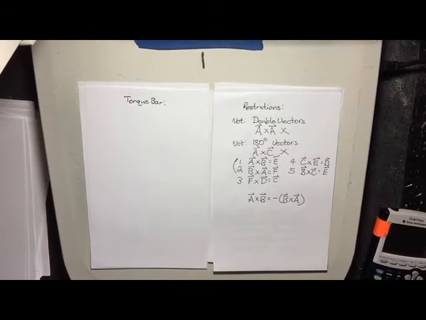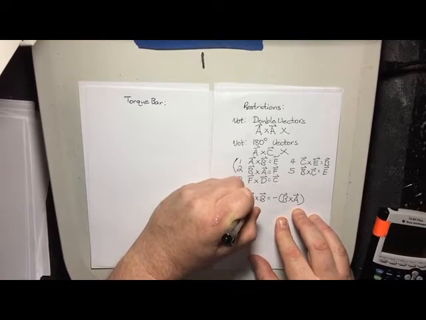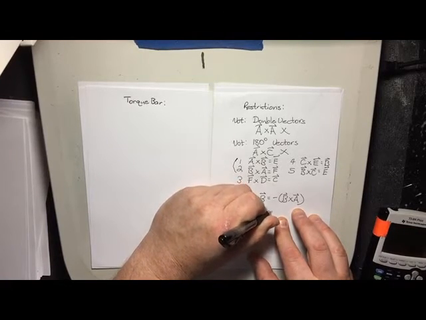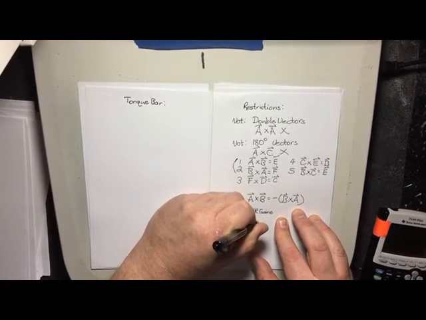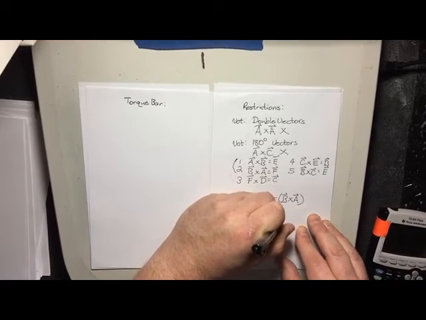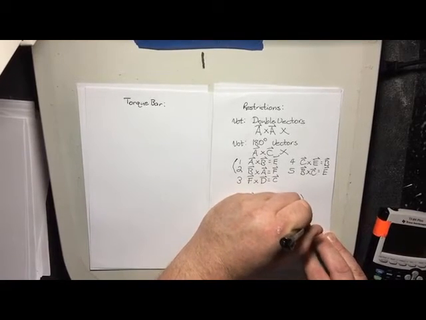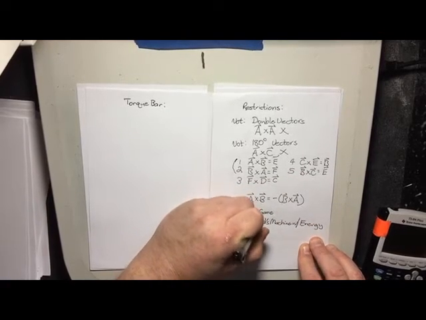If I had to guess what's on the test, I would say right-hand rule game, Atwood's machine with energy and friction.